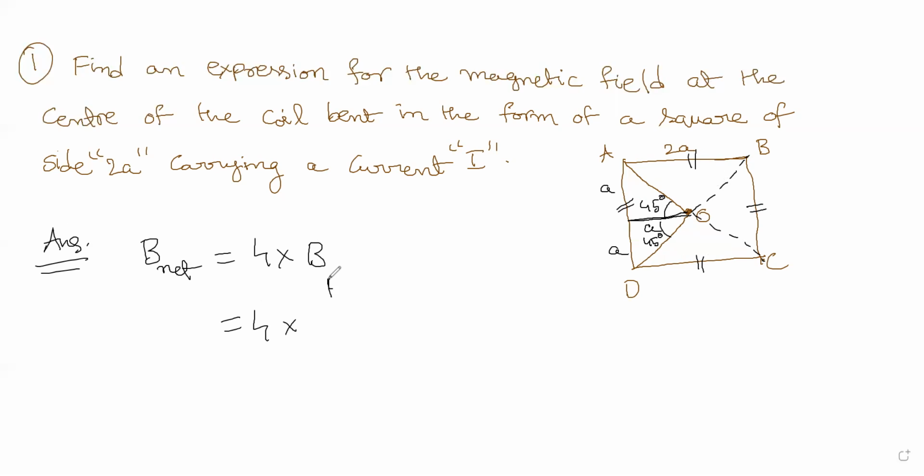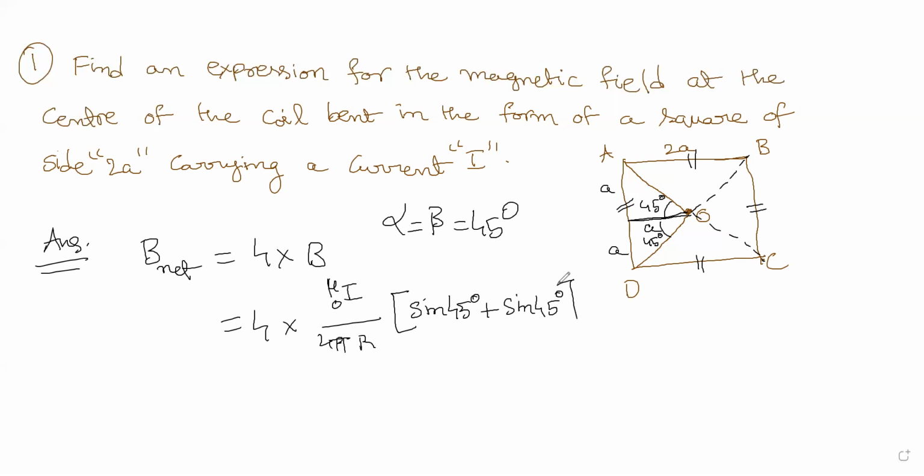What is the magnetic field? Mu naught I by 4 pi r into sine alpha plus sine beta. Here alpha and beta are equal to 45 degrees. So that's sine 45 plus sine 45. That's how you have it. Okay. And now that is 4 into mu naught I by 4 pi r. Sine 45 is 1 by root 2 plus sine 45 is 1 by root 2.